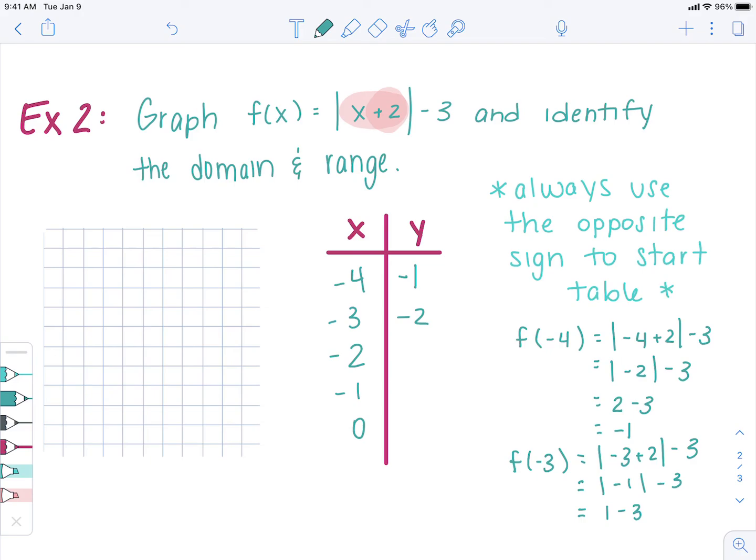All right, you try the next 3 and see what you get. I'm coming to check. No pressure.